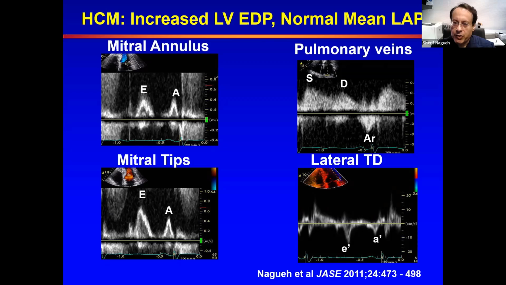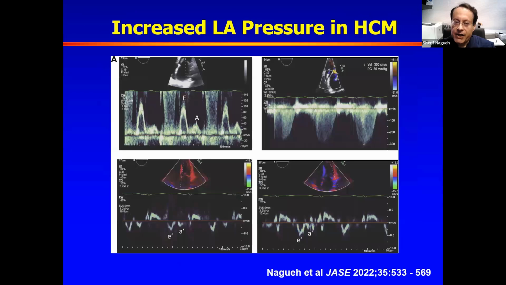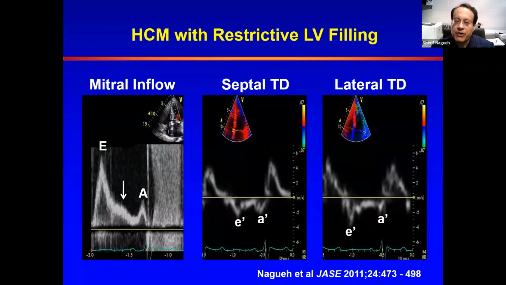If their disease progresses, then you will see an increase in the E to E prime ratio, along with an increase in the PA systolic pressure, as you see in this case, where the peak tricuspid regurg velocity is about 3 meters per second, corresponding to a right ventricular right atrial pressure gradient of 36 millimeters mercury.